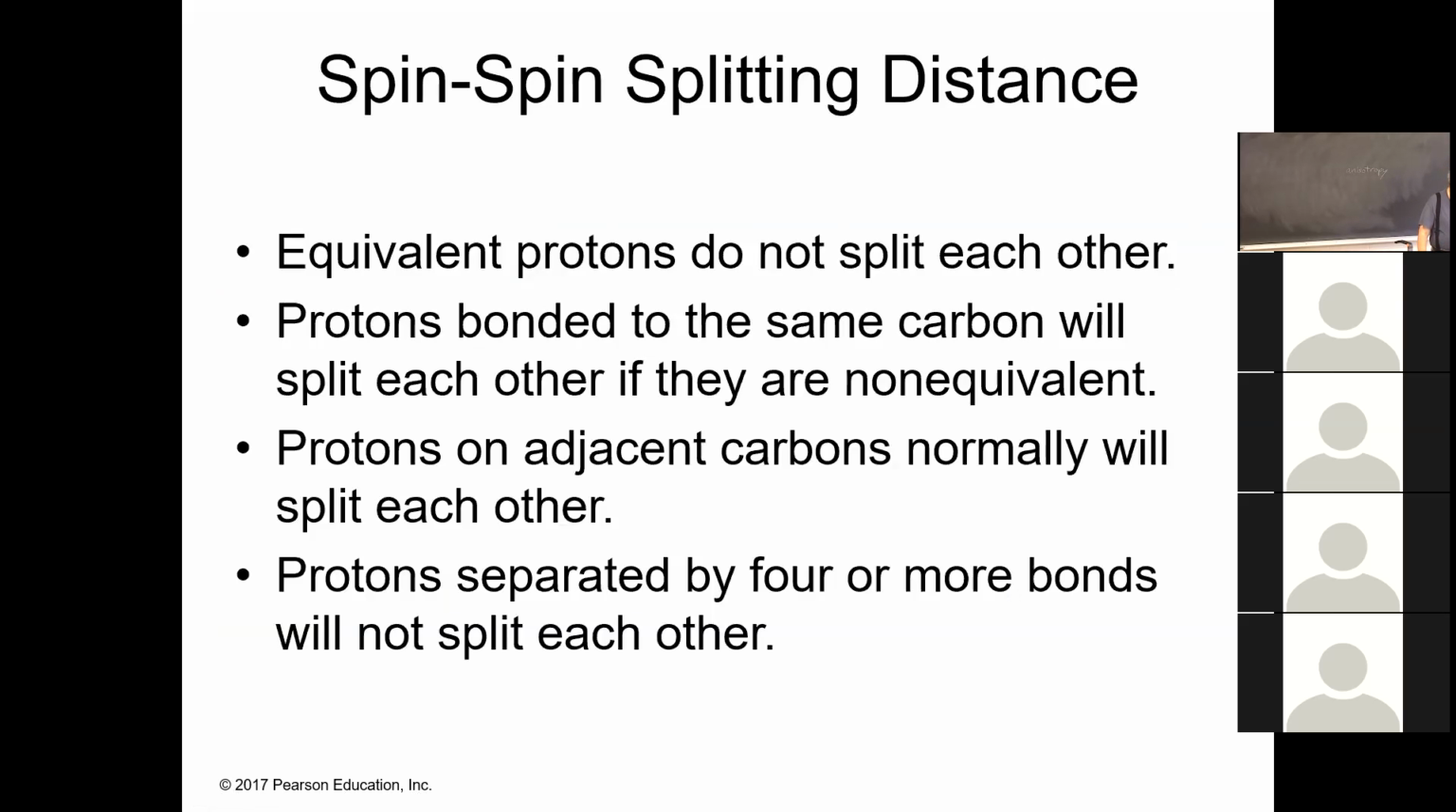All right, equivalent protons do not split each other. Protons bonded to the same carbon will split each other if they are non-equivalent. And protons on adjacent carbons normally will split each other if they're non-equivalent. And protons that are separated by 4 or more bonds will not split each other.